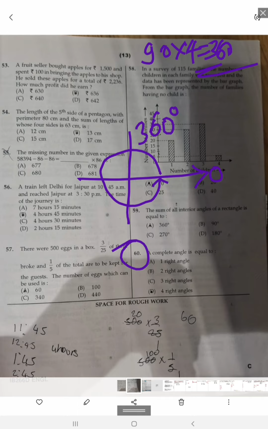So here you can observe that question number 59 and question number 60 are almost equal and the same question. There is not much difference between these two. Both questions are almost the same.